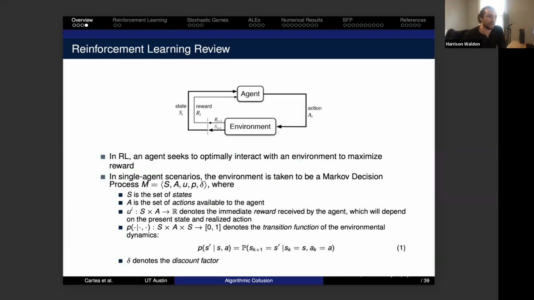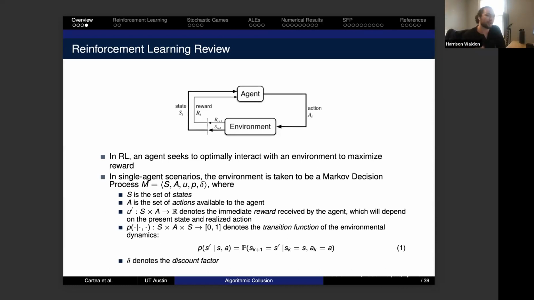So just to get us started with some of the formalism, I'll review really quickly the basics of RL. In RL, an agent seeks to optimally interact with an environment to maximize reward. This image here is from Sutton and Barto's classic reference on this subject, and shows the sequence of events. An agent observes the state of the environment and picks an action to feed back into the environment. This action will cause the environment to move to a subsequent state, and the combination of the action and the state will yield a reward for the agent.